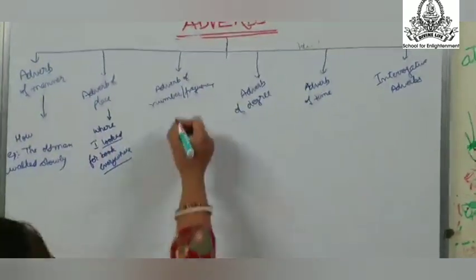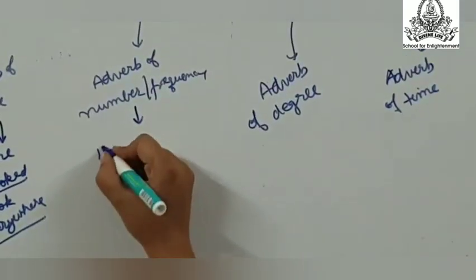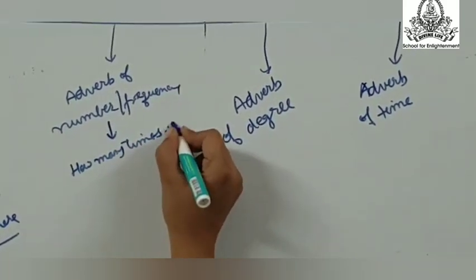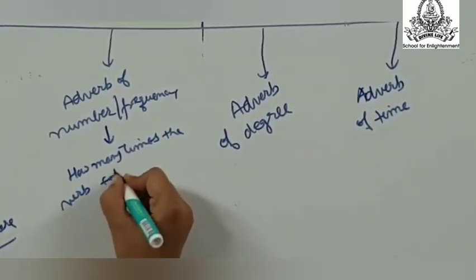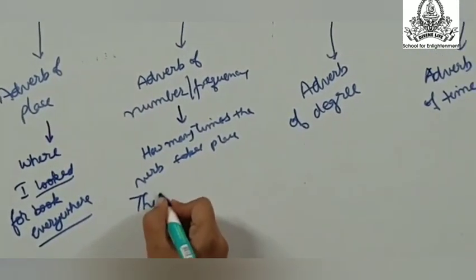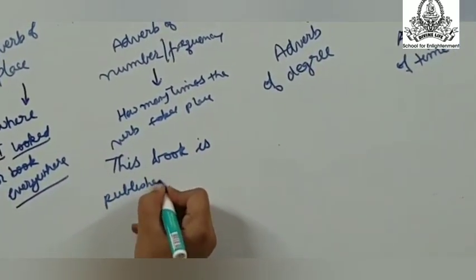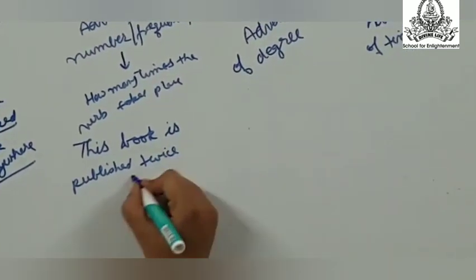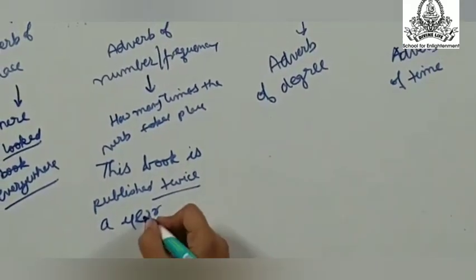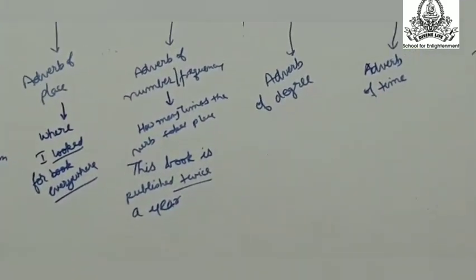Adverb of number, or frequency, tells us how many times the verb takes place. It's very simple. This book is published twice a year. How many times is the book published? What's the frequency? It's published twice a year.